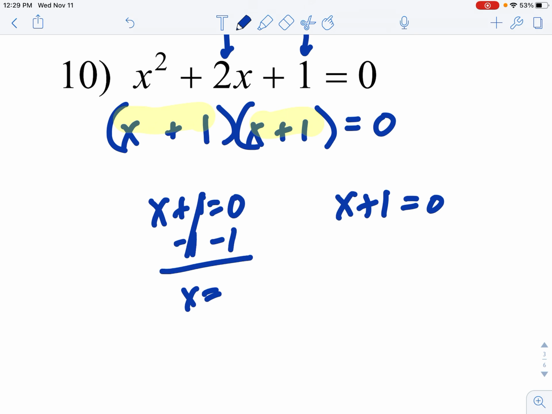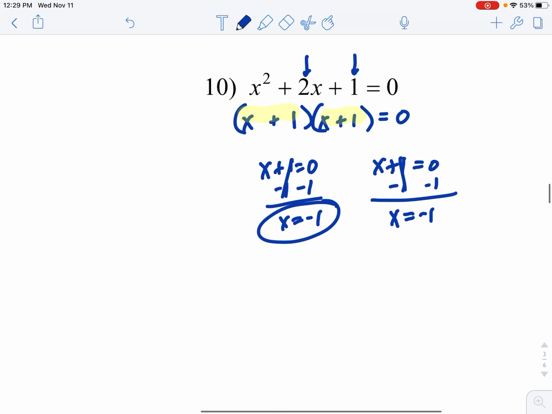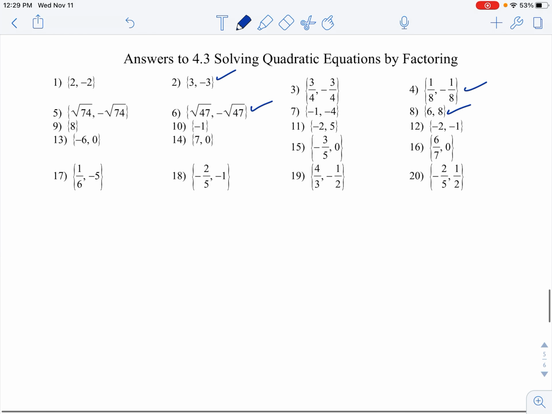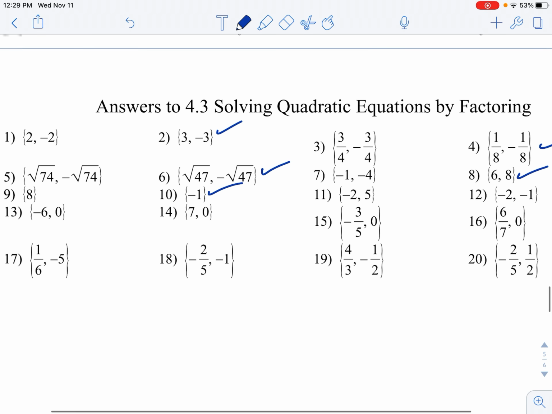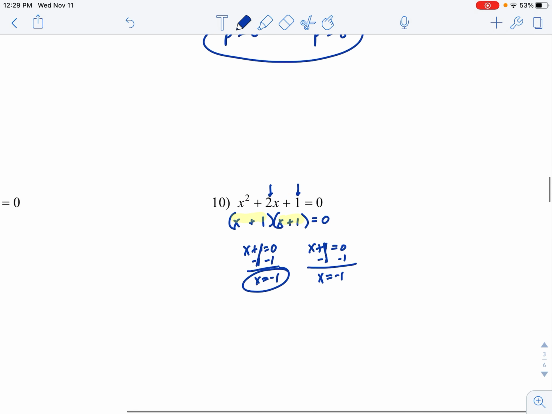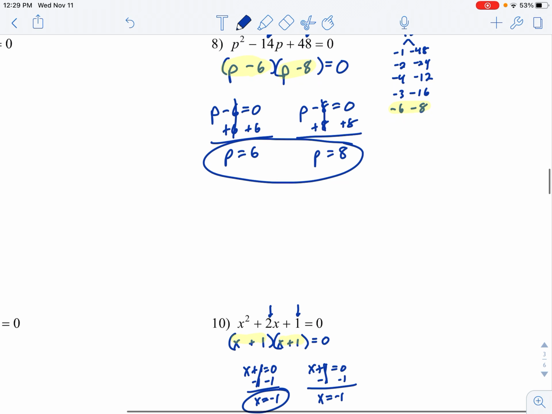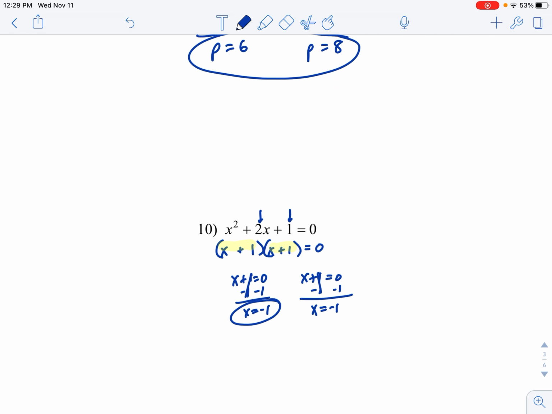Oops, leave room for the negative. Solve this one. Obviously, it's going to be the same. x equals negative 1. You get the same answer twice. You don't really have to write the answer twice. It is just the answer in that case. If you happen to get the same answer twice, that's good enough. So negative 1 is the answer, as opposed to writing negative 1 twice. But the same idea: factor it, set each factor equal to 0, and then continue to solve.